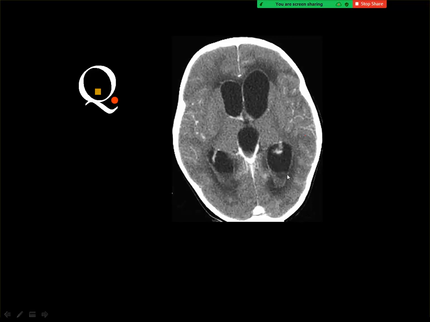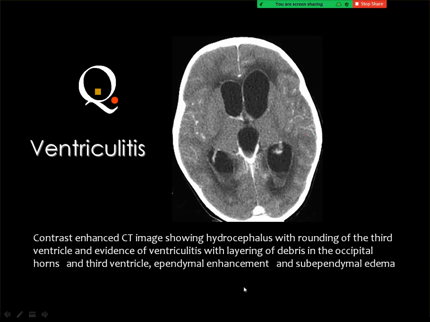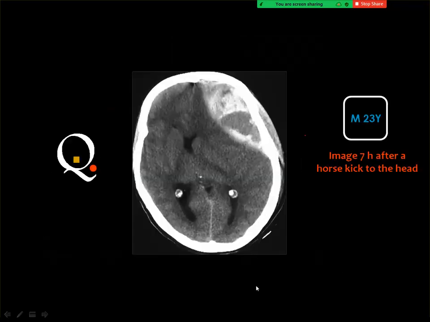And if you look carefully in the occipital horns, you can see some fluid levels which represent the debris and pus located posteriorly because it is heavier than the CSF. This is a classic appearance of ventriculitis. This patient, 23 years old, and this image was obtained 7 hours after a horse kick to his head.